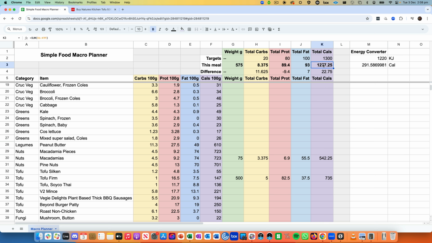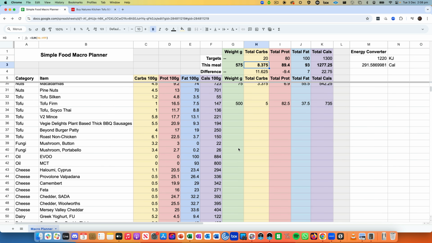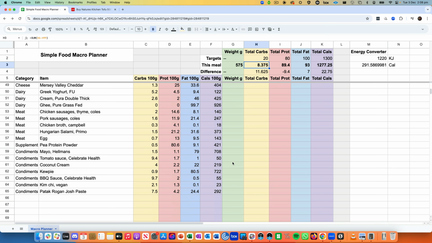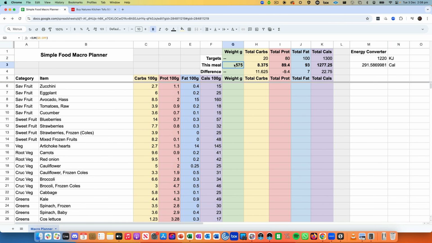You can see these ingredients together are going to give us a total calorie amount of 1277, with 93 grams of fat, 90 grams of protein, and around about 9 grams of carbs, which is fantastic. So all in all, that's how we would use this. We could, of course, add additional ingredients, and juggle around how different things affect these total values up here. But for me, this is a very useful tool.